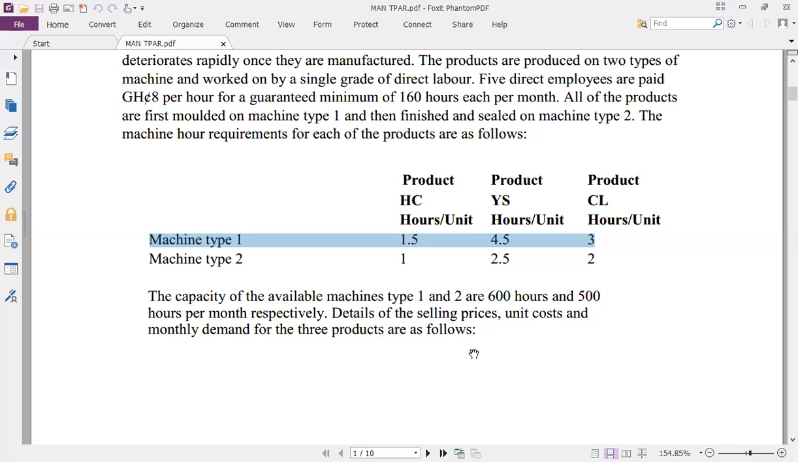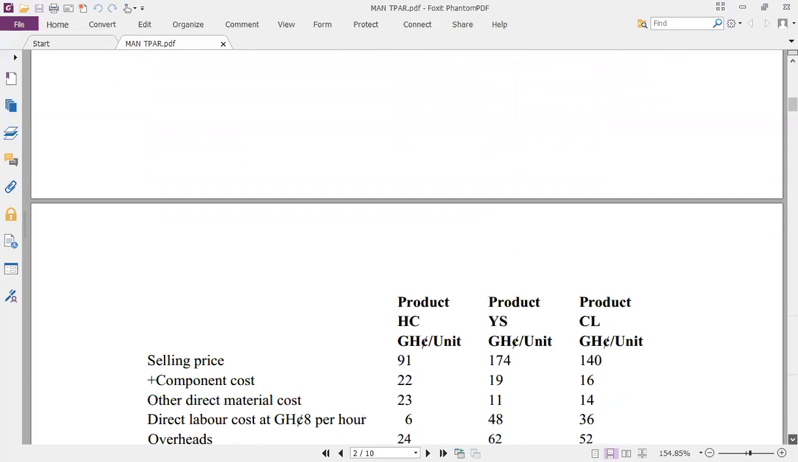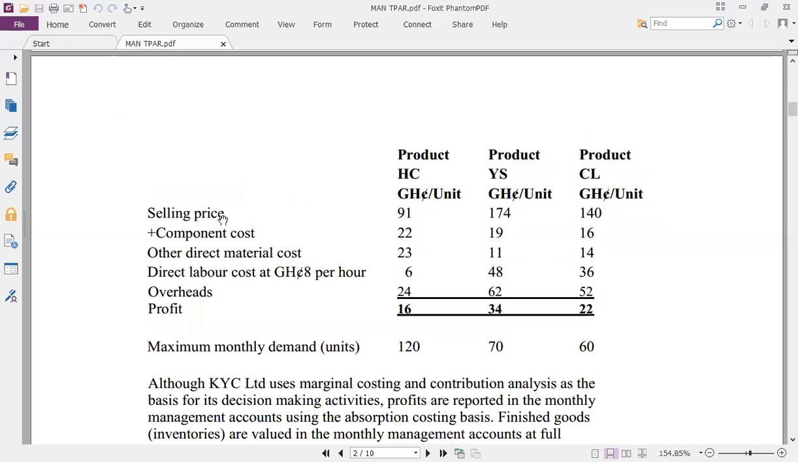Great. Now details of selling price, unit cost, and monthly demand for the three products are as follows. So all of them are there. Selling price. Now component cost forms part of material cost. So the material costs in this question are two: components and other direct material cost. Direct labor cost is 8 Ghana cedis per hour, so each hour will be what? You can divide it together per hour, but we are not looking for that, because they have more labor hours.